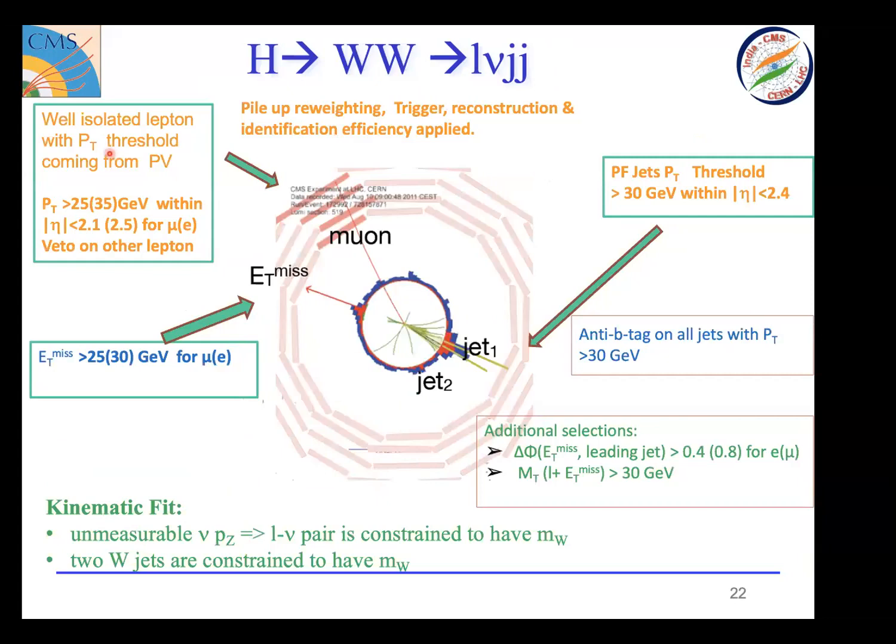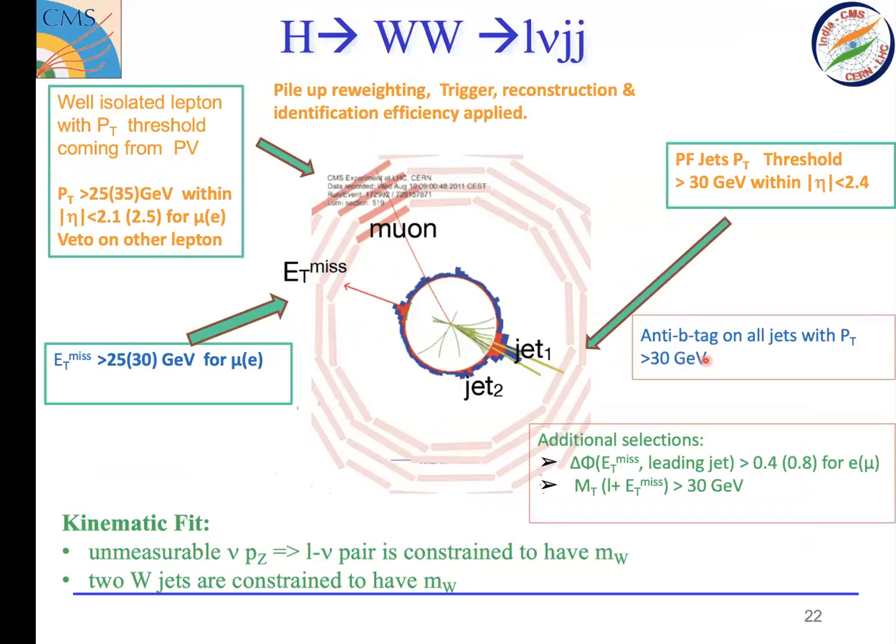Now, without going into the event selection, it is the lepton and the missing ET which you have to use for selecting one W. You take care of anti-b tagging to take care of the TT bar background. Then you have this delta phi cut again to take care of the Z plus jet kind of background. Transverse mass coming from the W greater than 30 GeV.